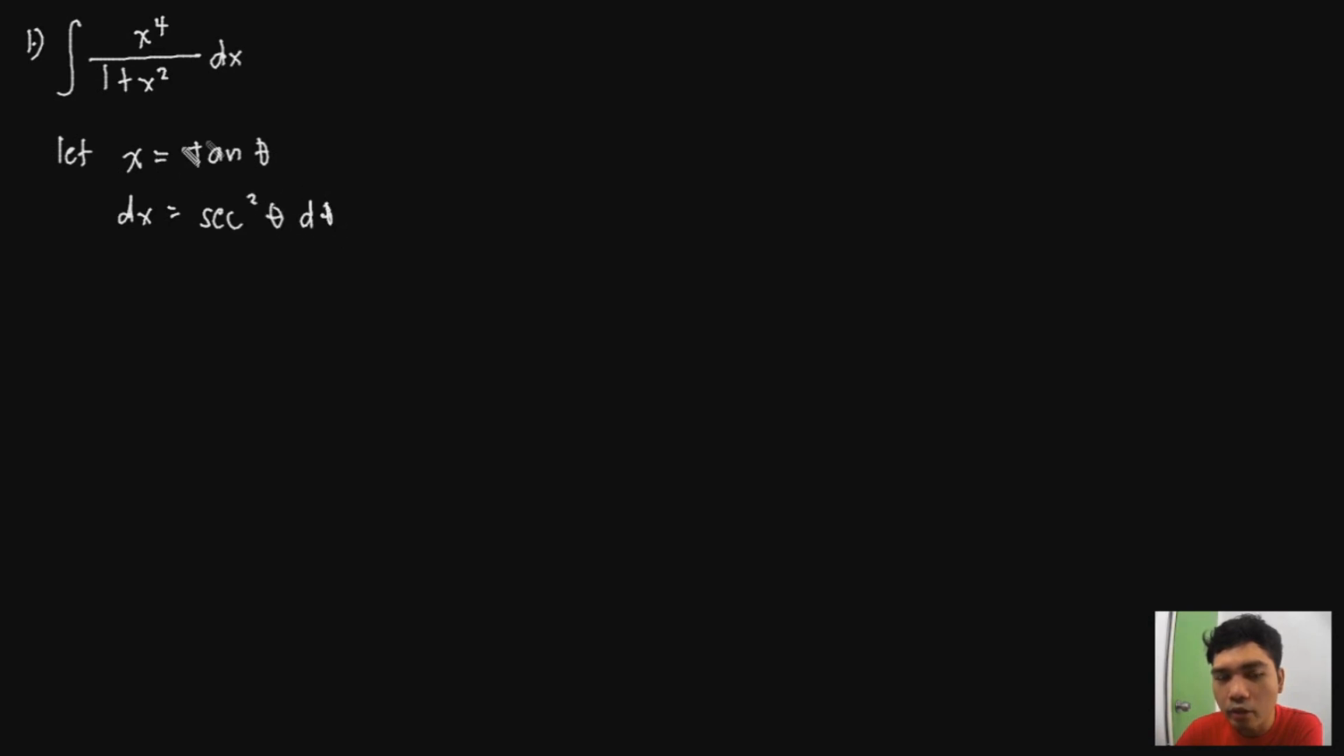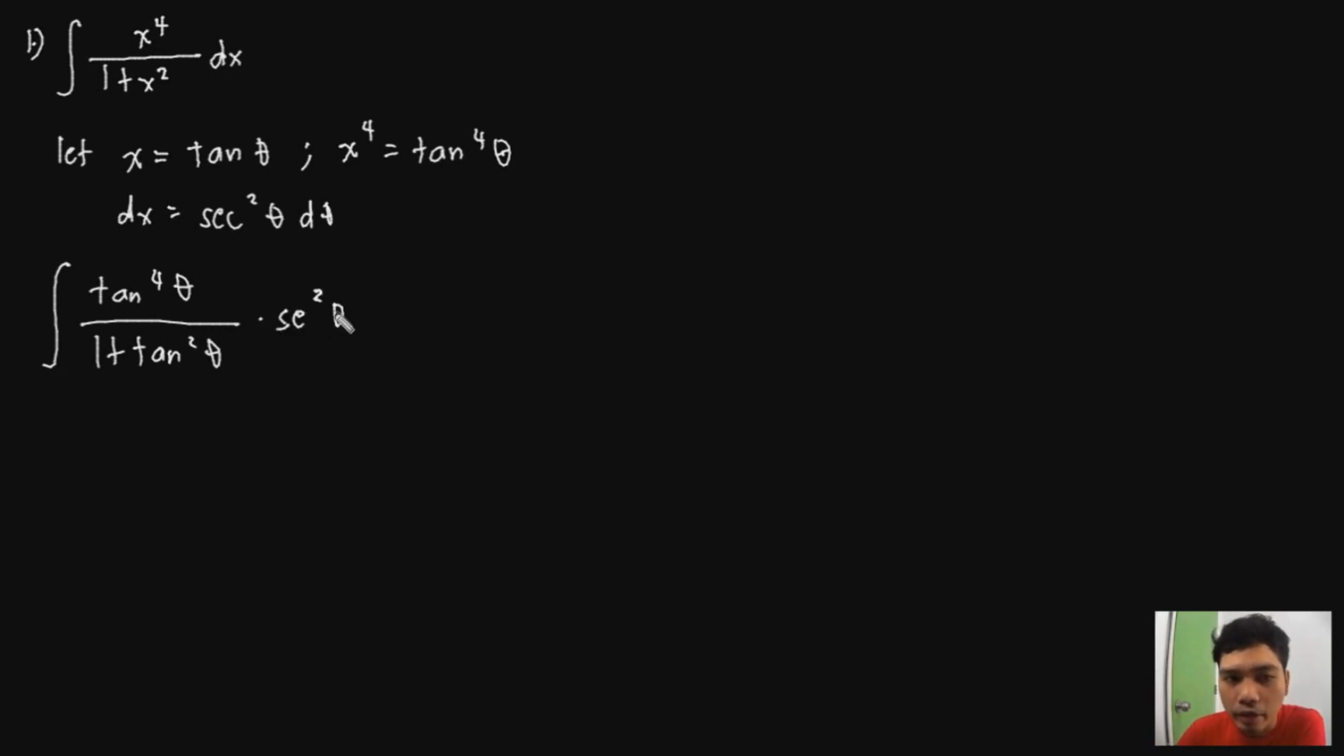And then, I know naman na kapag meron tayong x to the fourth, this is actually equal to tangent to the fourth theta. Okay, so upon substitution with this expression, we could say that this is the integral of tangent to the fourth theta divided by 1 plus tangent squared theta, multiplied by secant squared theta d theta. Okay, so ganyan yung magiging form natin, no?